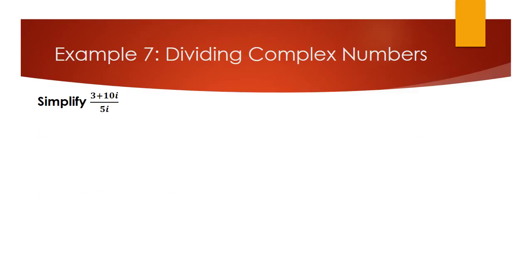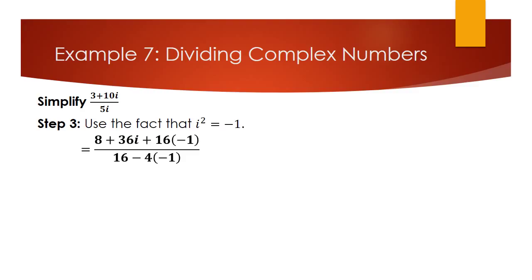Now we're going to use the fact that we know i squared equals negative 1. Everywhere there's an i squared, replace it with negative 1. And then you're just going to multiply by that. So negative 16 times negative 1 is negative 16. And negative 4 times negative 1 is positive 4. And you can combine that 8 and that negative 16, so I get a negative 8 plus 36i on the top and a 20 on the bottom because I'm adding my terms.